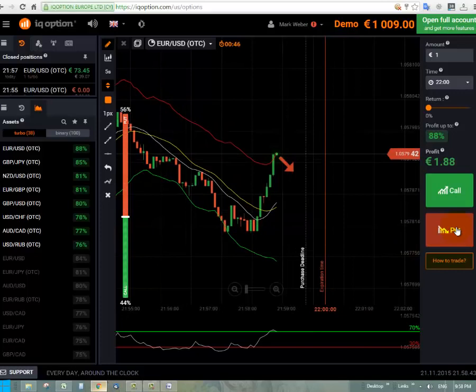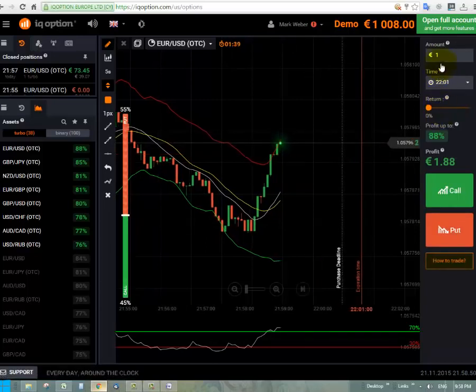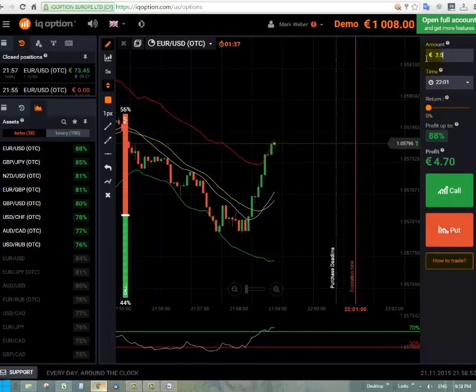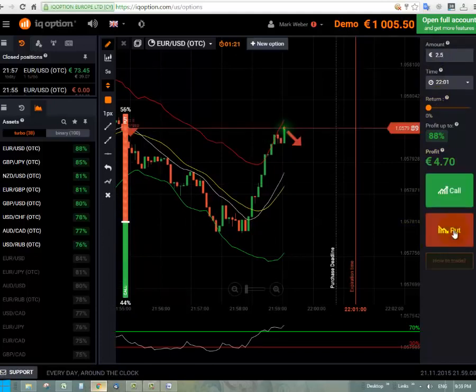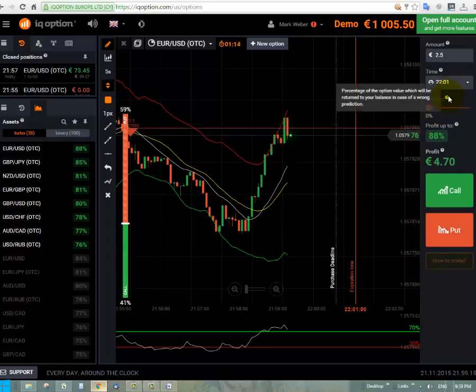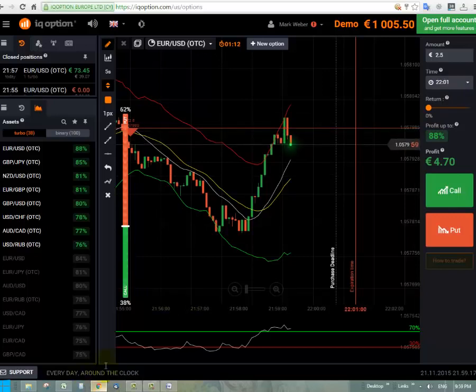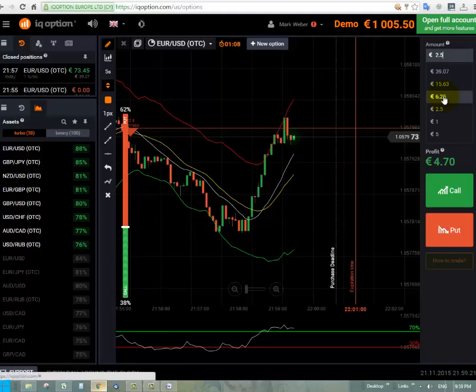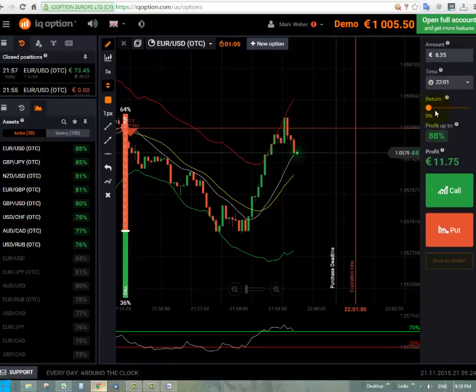Now it hit the line, so we will make our position. And we are ready for the next position of 2.5. We took the second position. We are ready for the third position, 6.25, if it will be necessary.